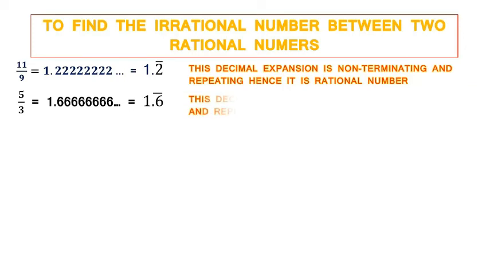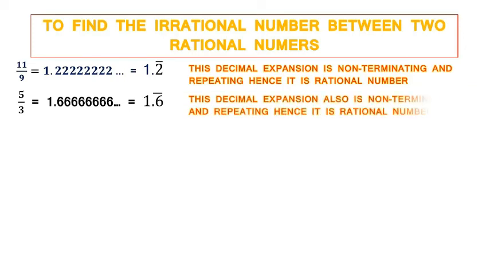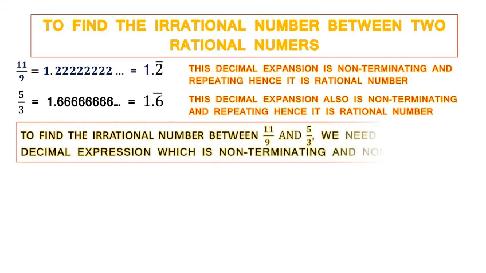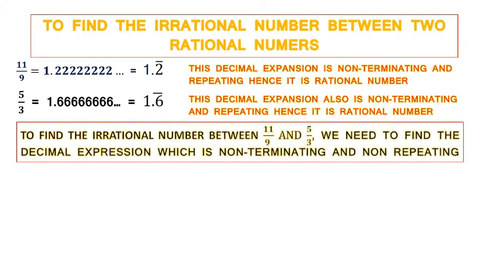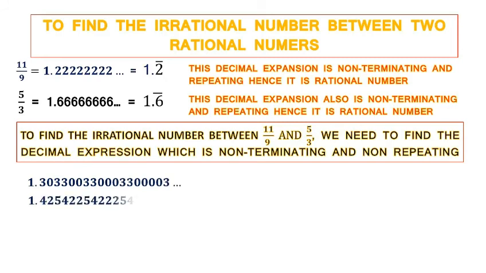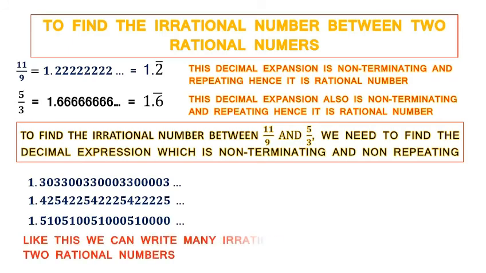To find the irrational number between 11 by 9 and 5 by 3, we need to find a non-terminating and non-repeating decimal expression between them. Now, 11 by 9 is 1.222, which is repeating, hence we can write a non-repeating number after 2. Like that, we can write any number of irrational numbers between two rational numbers.